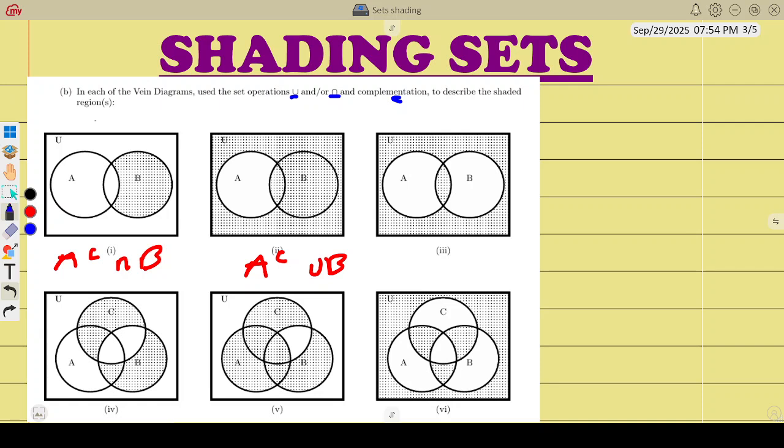The difference is intersection and union. For the intersection, we just shaded what is in B, the common things. But for union, we have shaded outside of A and everything in B, including this part. You can see here it was not shaded, here it's shaded, and outside it's shaded. And then we come to a more interesting one. How would you describe this?